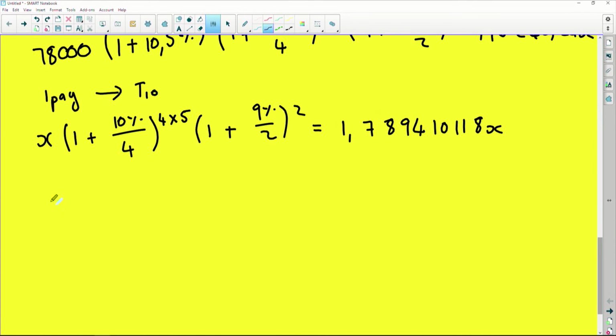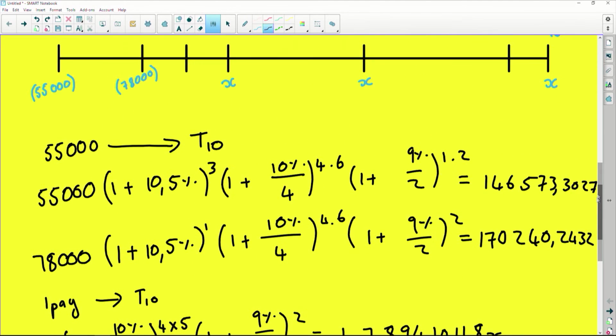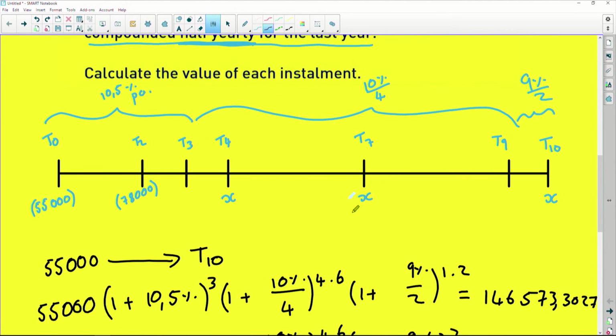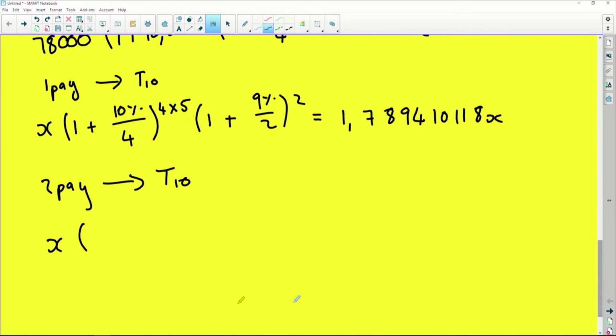I want to try and keep all these decimal places so that my calculation is accurate at the end of the day. Let's have a look at the second payment. If I take the second payment and bring it to T10, I'm going to have x multiplied by, let's have a look where my second payment is. It's T7. I want to take that to T9. So I've got T7.